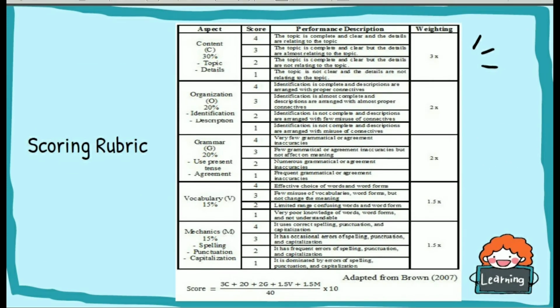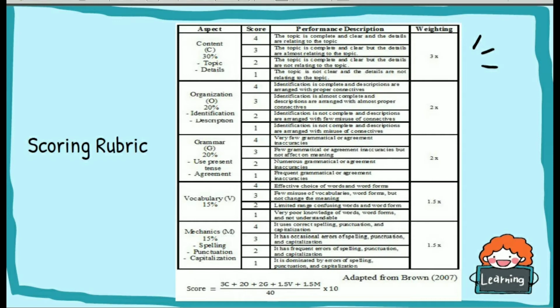My name is Alfaqih Ahmad. I will continue explaining the material that I have explained before. Well, as we can see, there are 5 aspects. They are content, organization, grammar, vocabulary, and mechanics. Actually, the way to score each aspect is the same, in which 4 points is the highest score.